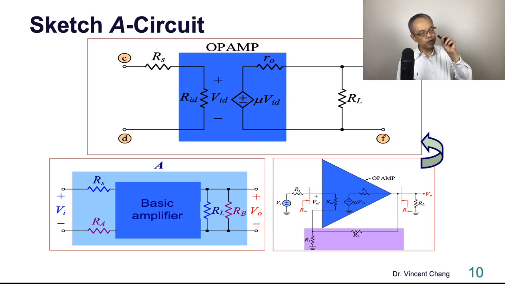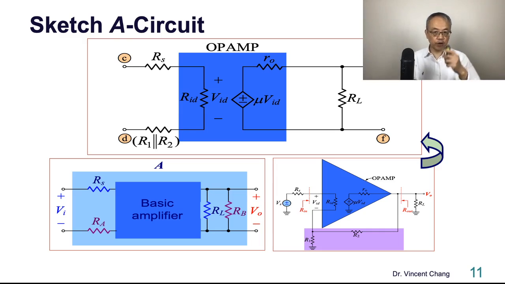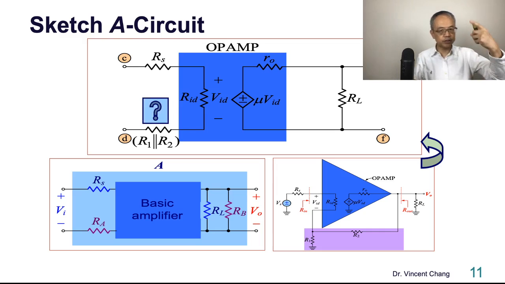Then it's kind of weird. You have to do something. It seems out of nothing. No, it's out of something. It's out of the feedback network. You have to consider the loading effect of the feedback network. So you have to add the parallel combination of R1 and R2 and the series combination.